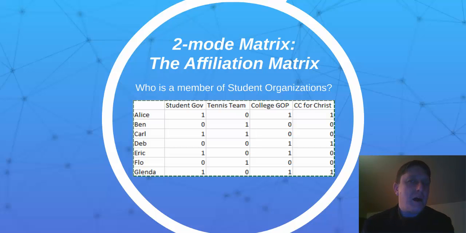One more challenge for you. There's more information you can get from this matrix. How many people are in student government?